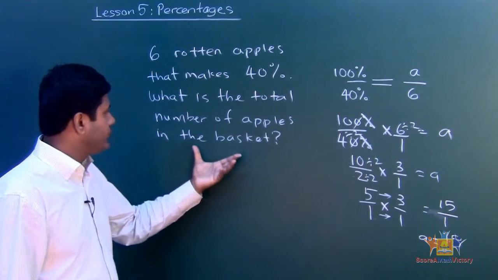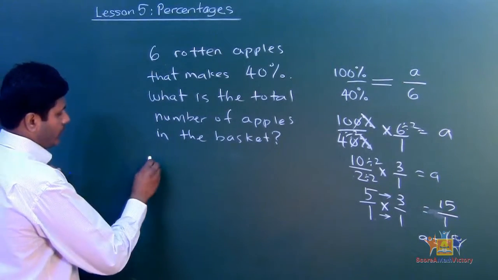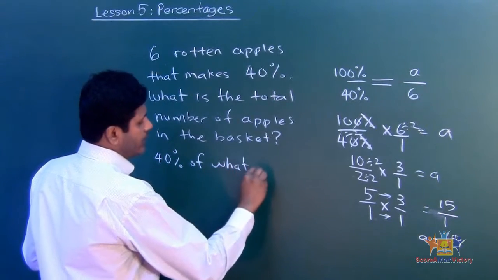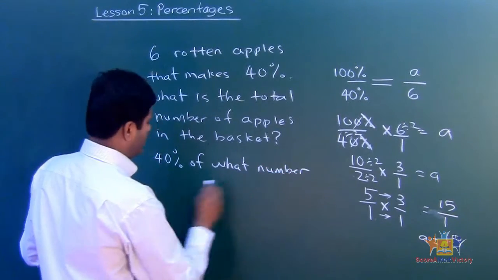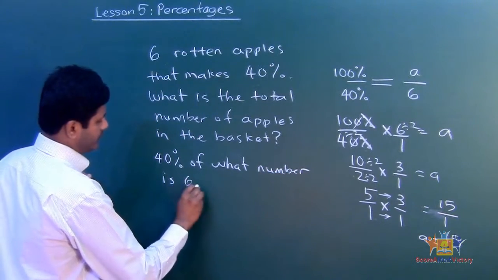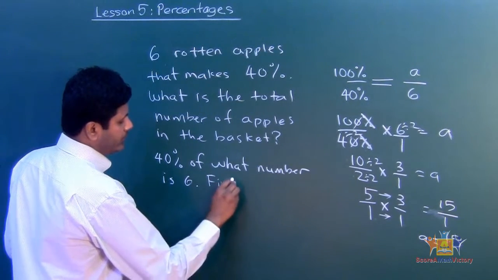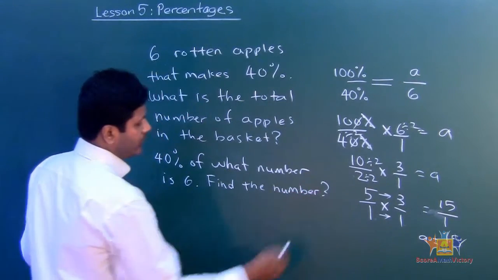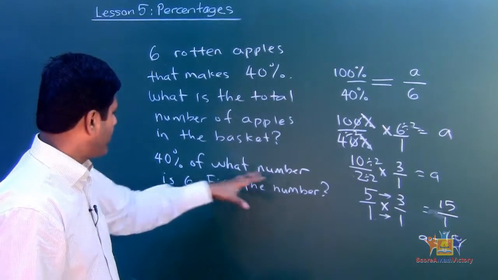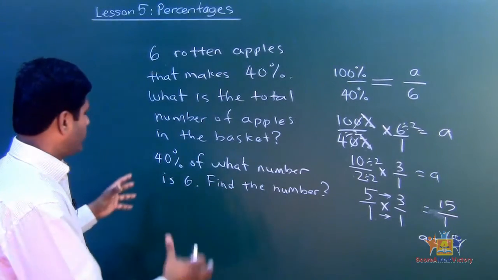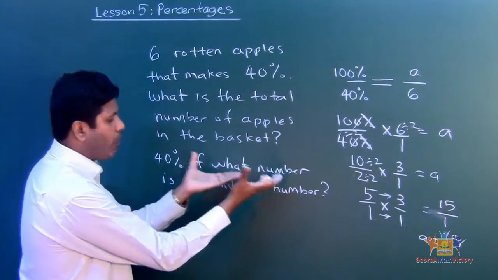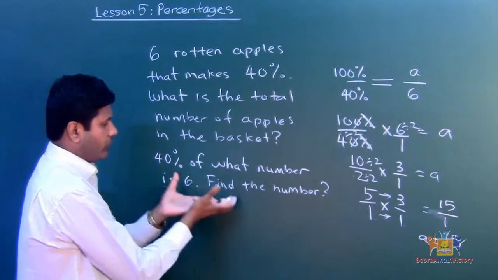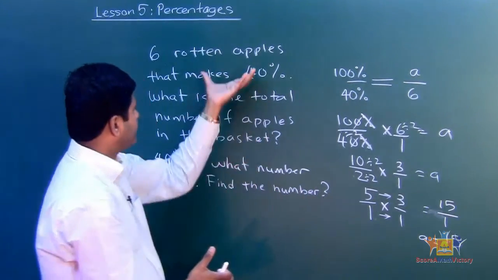So if I had to rewrite this question, I can write it this way. 40% of what number is 6? Find the number. Okay, so 40% of what number is 6? So we're finding, 40% of what number? The what number is the total number. The 40% of the total number is 6. So find the number. So that's the same thing as this.